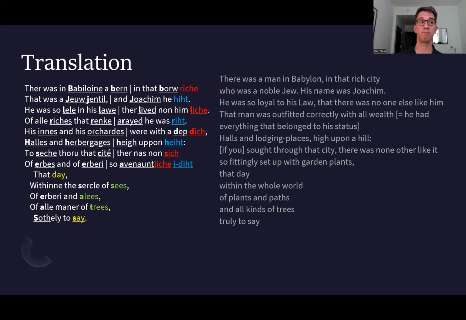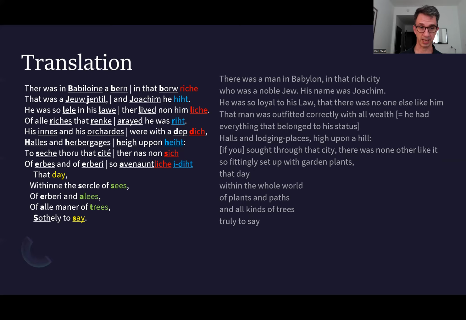Now, here's my translation of this. There was in Babylon, in that rich city, a man who was a noble Jew. His name was Joachim. He was so loyal to his law that there was no one else like him. This man was outfitted correctly with all wealth. That is, he had everything that belonged to his status. He had halls and lodging places high upon a hill. And if you sought through that city, there was none other like it, so fittingly set up with garden plants. That day, within the whole world of plants and paths and all kinds of trees, truly to say.